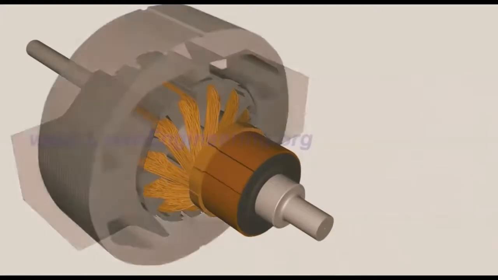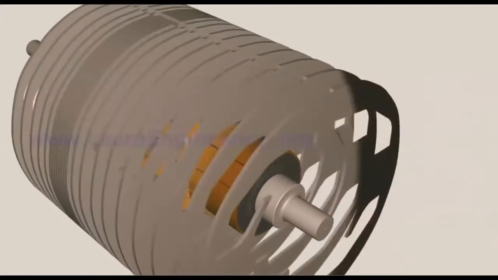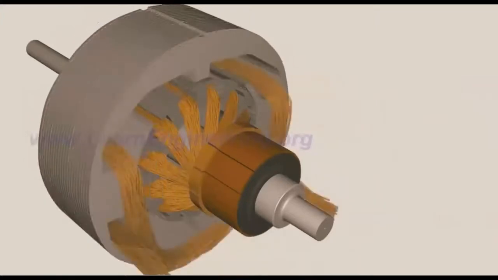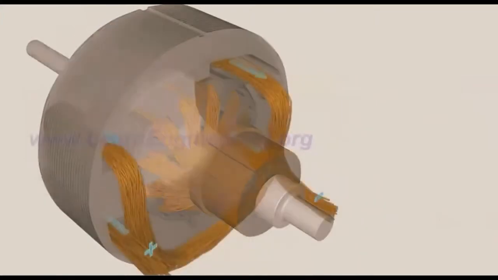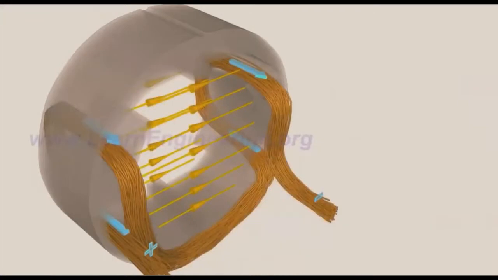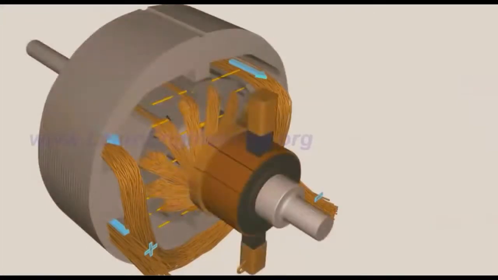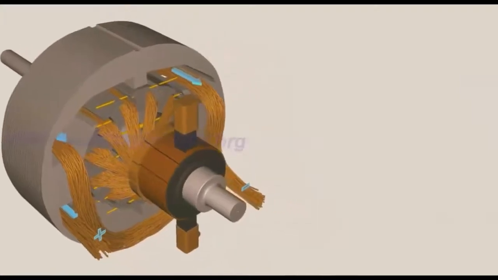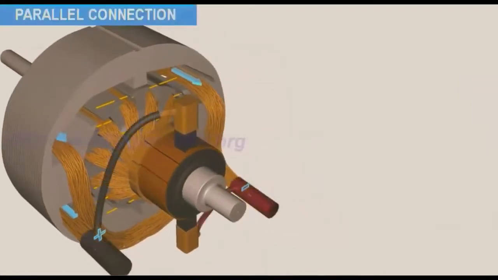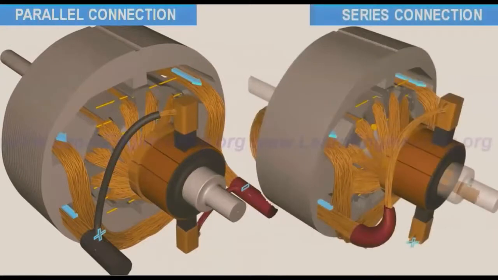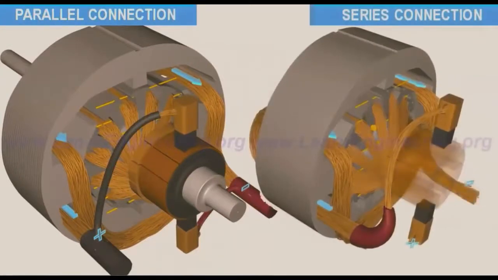The field coil of the electromagnet is powered from the same DC source. The field coils can be connected to the rotor windings in two different ways, parallel or series. The result is two different kinds of DC motor construction. As we can see, a shunt and a series motor.